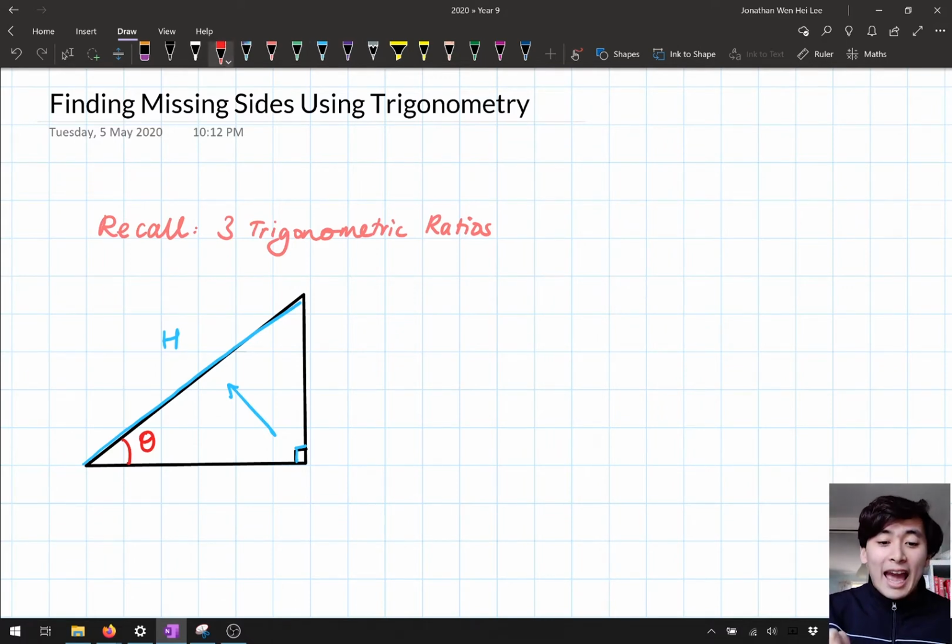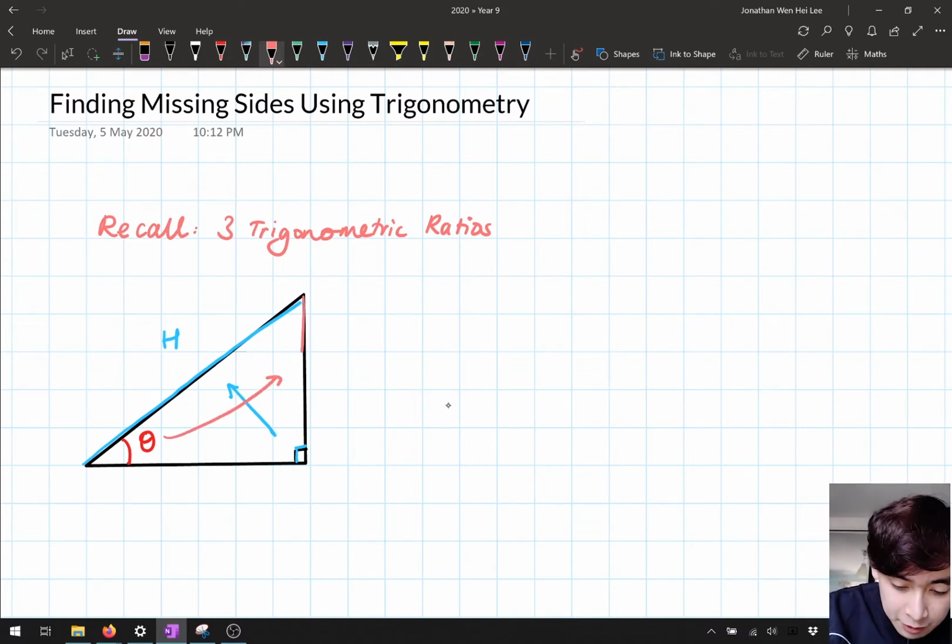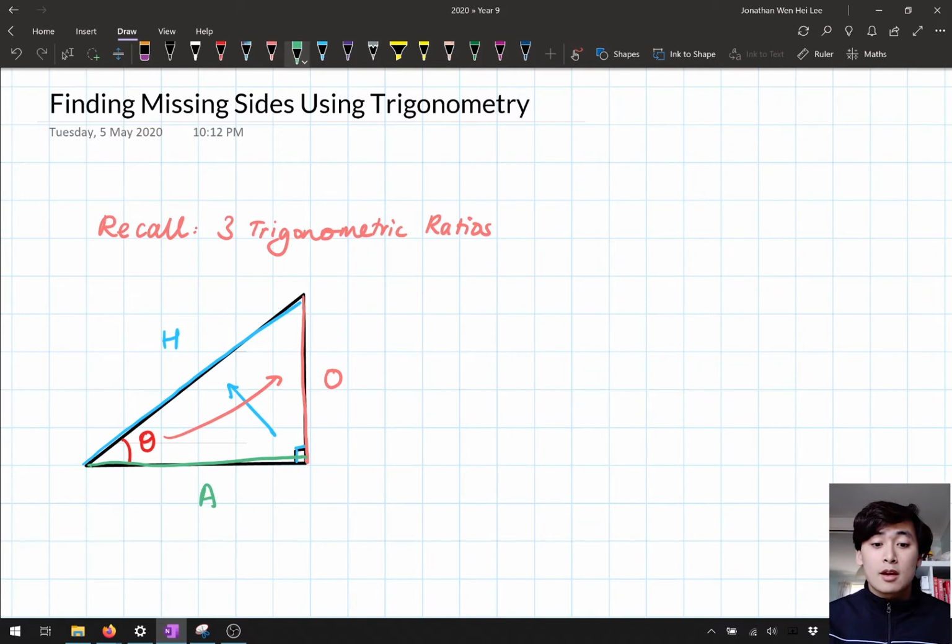Then we look at where the angle is. Here we introduced the Greek letter theta to represent a missing or unknown angle. The opposite side to the angle theta is this one over here, and we called it the opposite side because it's opposite theta. The final side was the one right next to our theta, which was called the adjacent side, which just meant adjacent.